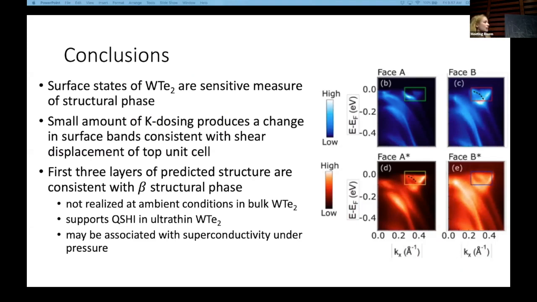And this is an attractive structural phase because, first of all, in ultra-thin tungsten ditelluride, it's actually in this crystal structure that the quantum spin Hall insulator is seen. And with superconductivity under pressure, this may also be the structural phase that is relevant, although that is still debated. So that's all I have to say, and I'm happy to take questions.